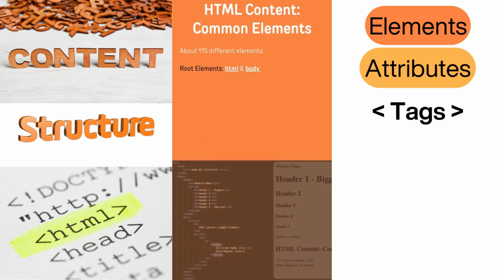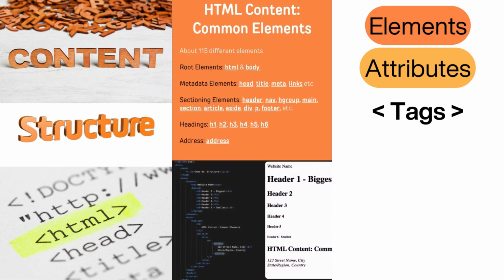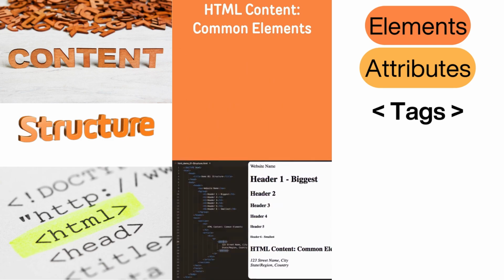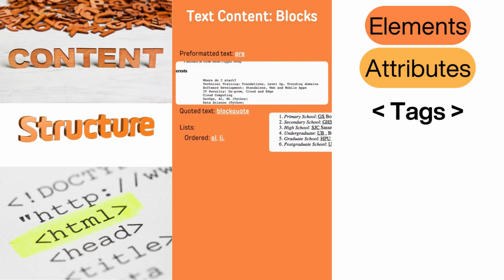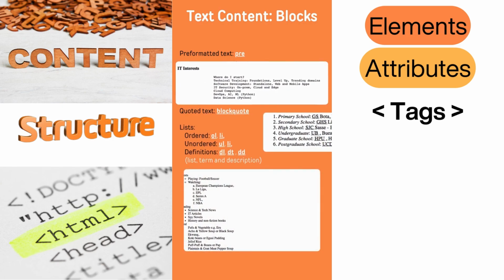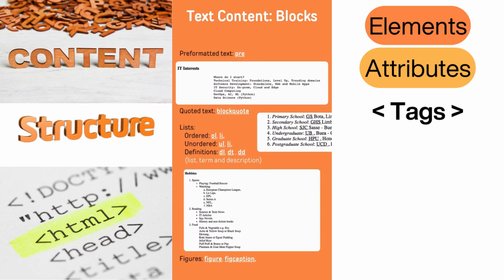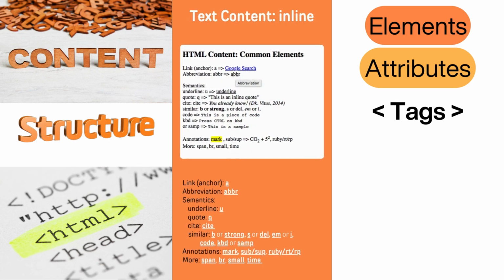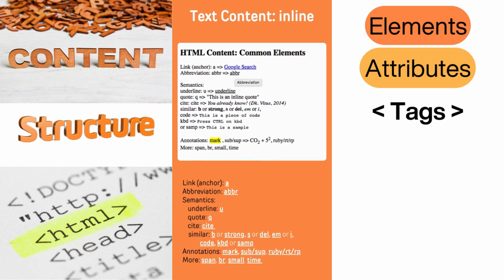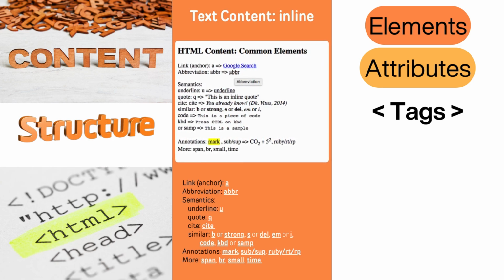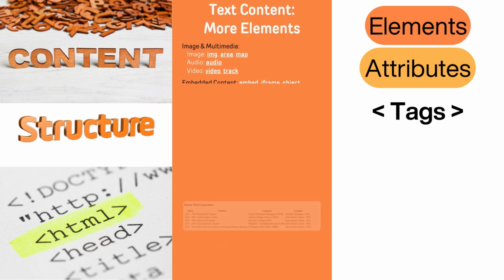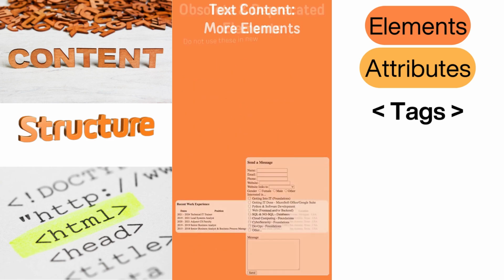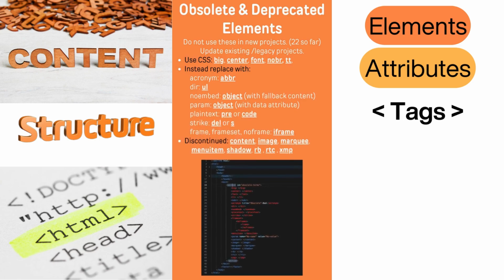There are over 100 HTML elements. Common ones include the root, meta, section elements, as well as headings. Text content could be in blocks covering the entire page width, like quotes and lists, or inline spanning just part of the page width, like links, semantic elements, and annotations. More elements like images, multimedia, tables, and forms make the page pop out. Over 20 elements have been discontinued and should be replaced from all projects.